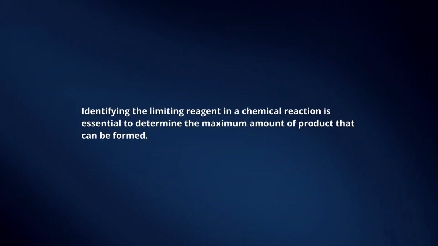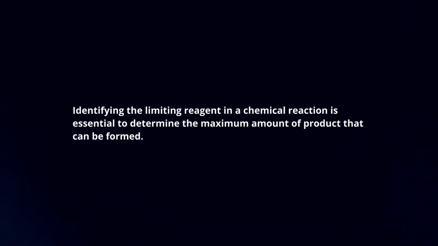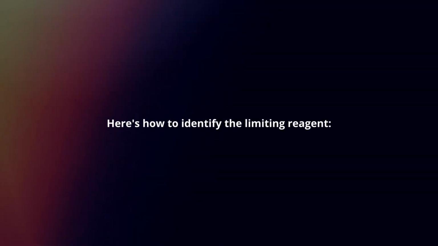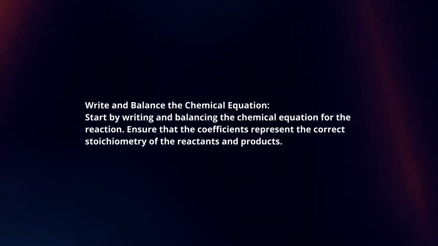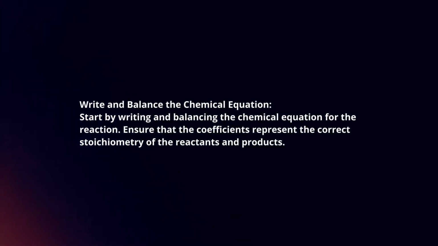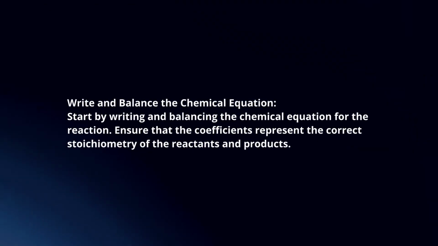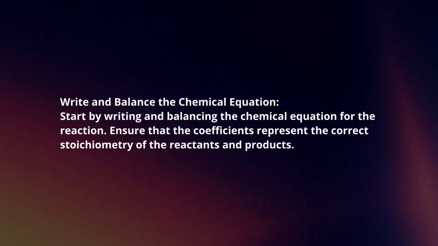Identifying the limiting reagent in a chemical reaction is essential to determine the maximum amount of product that can be formed. Here's how to identify the limiting reagent. Write and balance the chemical equation. Start by writing and balancing the chemical equation for the reaction. Ensure that the coefficients represent the correct stoichiometry of the reactants and products.